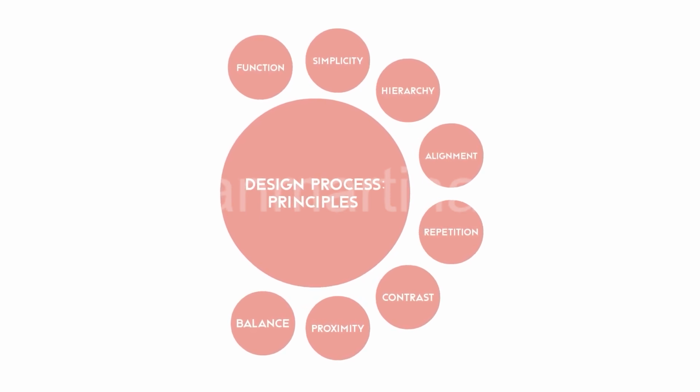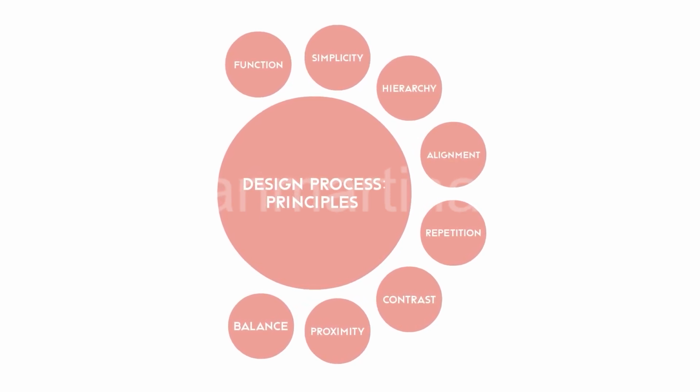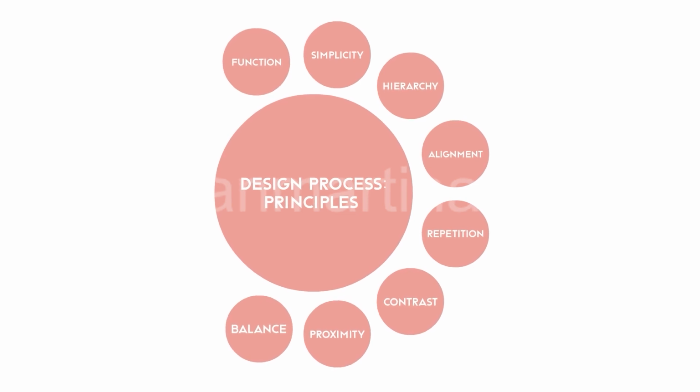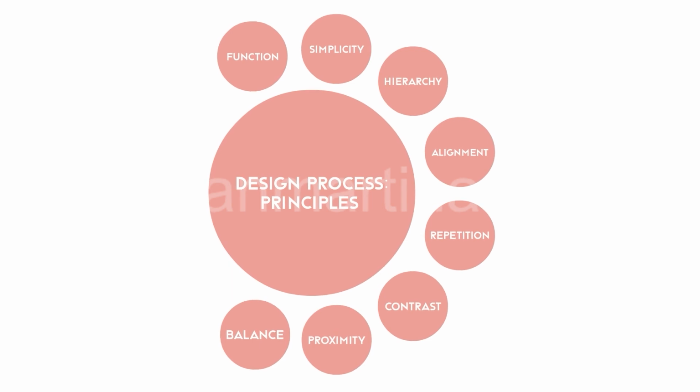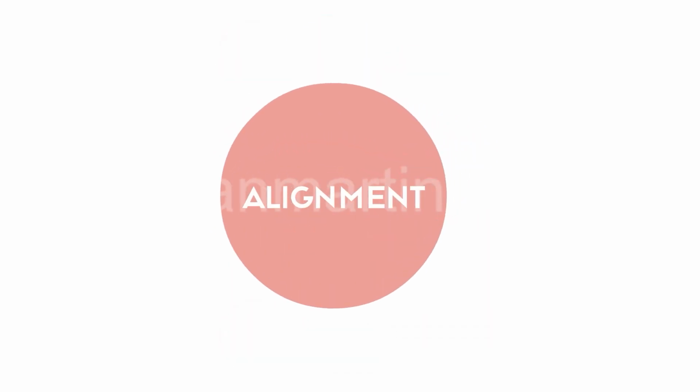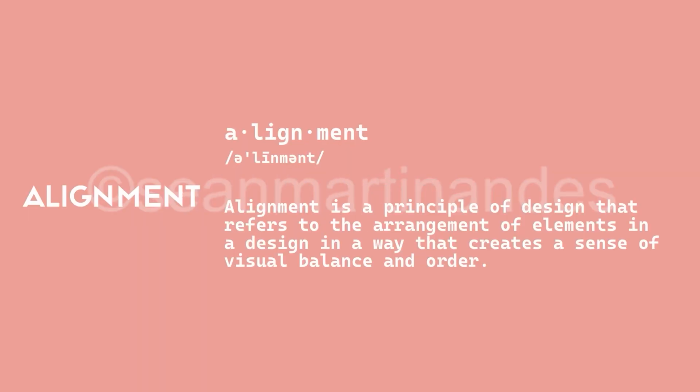By using visual cues to guide students' attention and organize information, teachers can create materials that are easier to understand and more enjoyable to use. Next would be the principle of alignment. Alignment is a principle of design that refers to the arrangement of elements in a design in a way that creates a sense of visual balance and order.